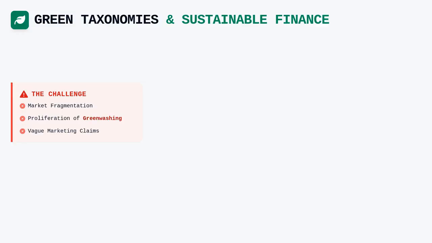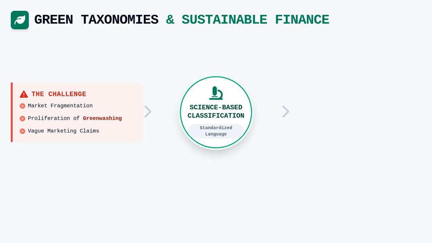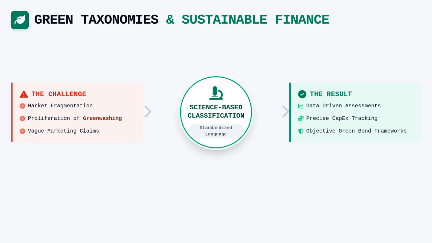Green taxonomies emerge as a solution by creating rigorous, science-based classification systems that allow market participants to identify investments aligned with climate goals. When we talk about these frameworks, we are moving away from vague marketing claims toward granular, data-driven assessments of corporate activities. By establishing objective criteria, these taxonomies serve as the foundation for green bond frameworks and help organizations track capital expenditure with greater precision.